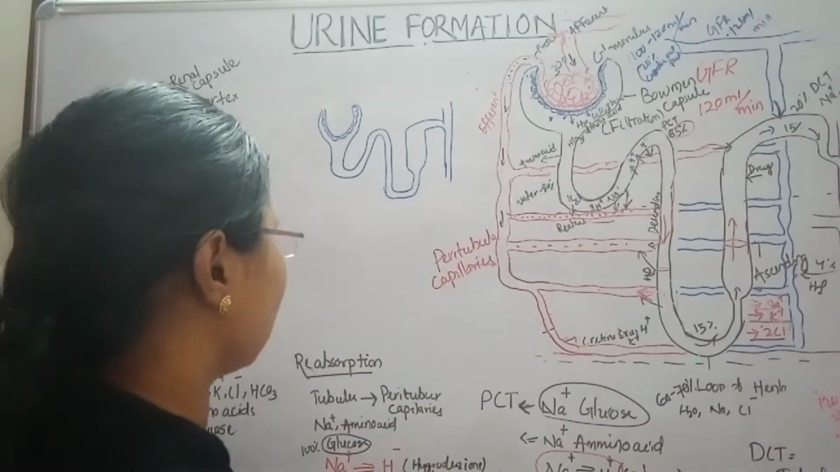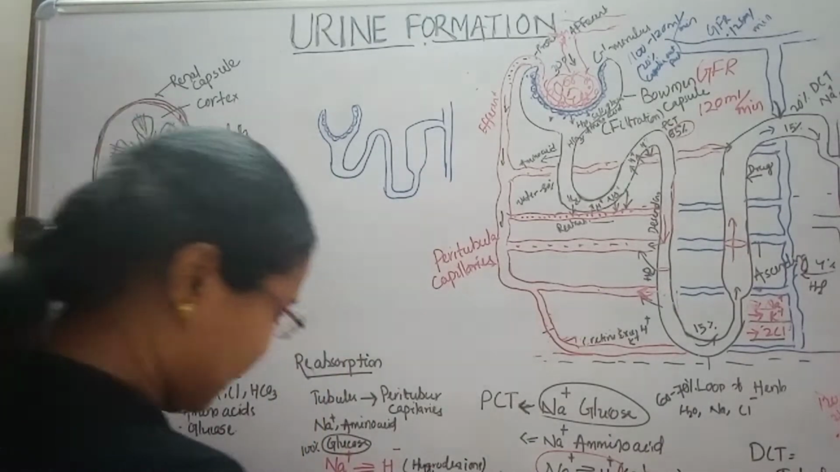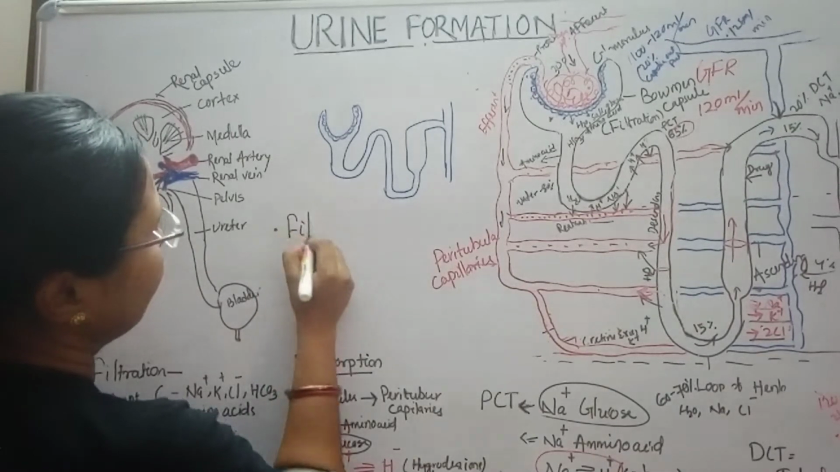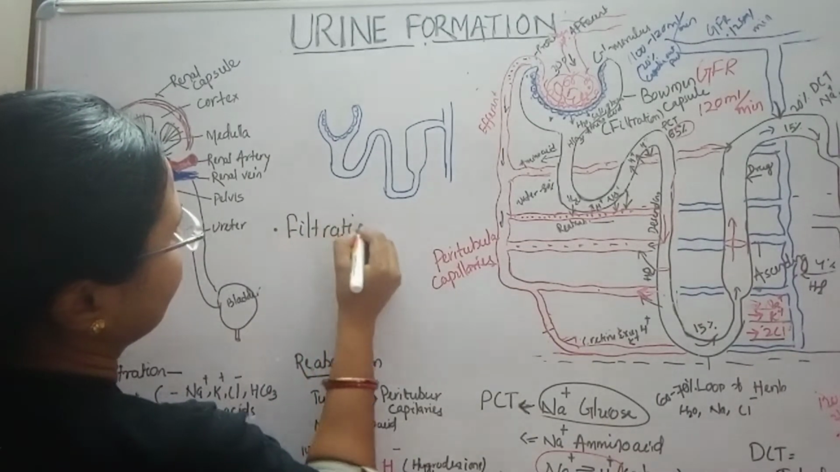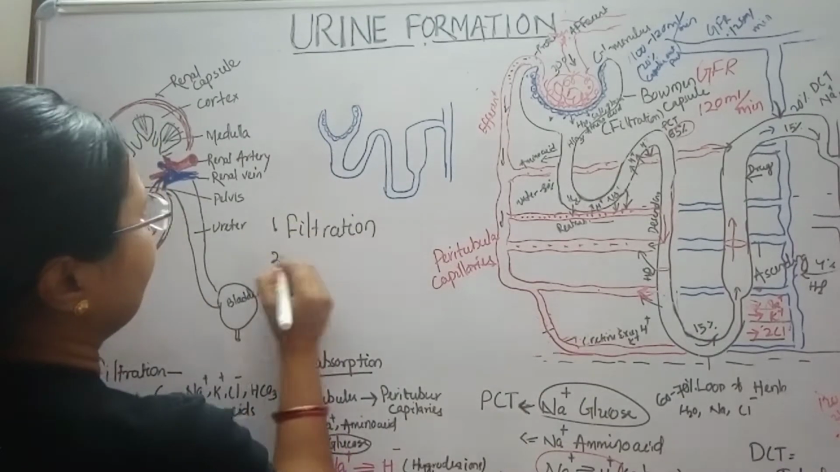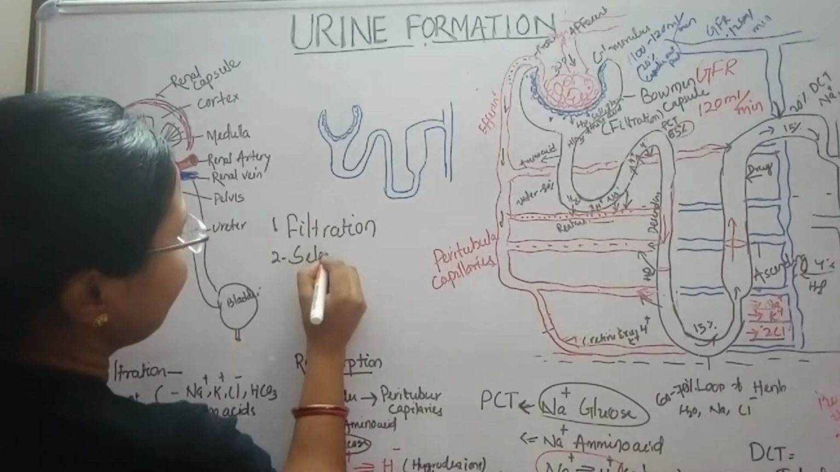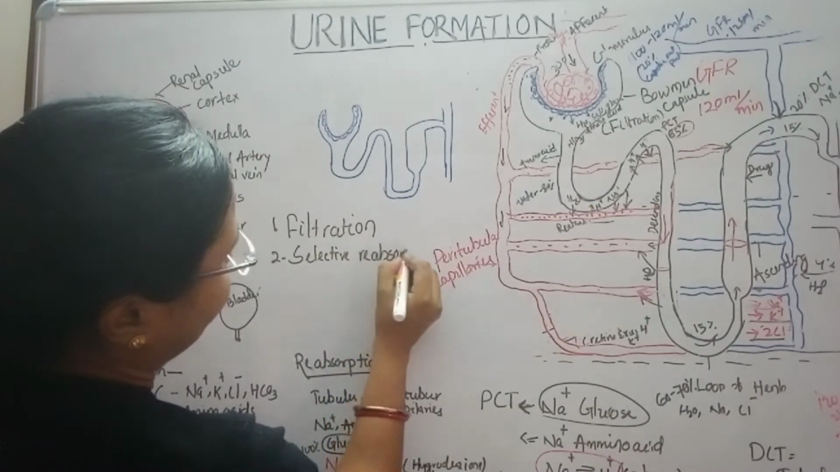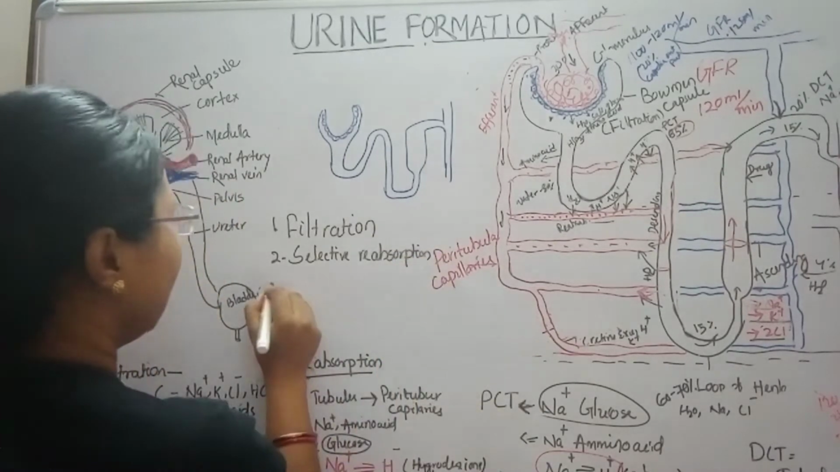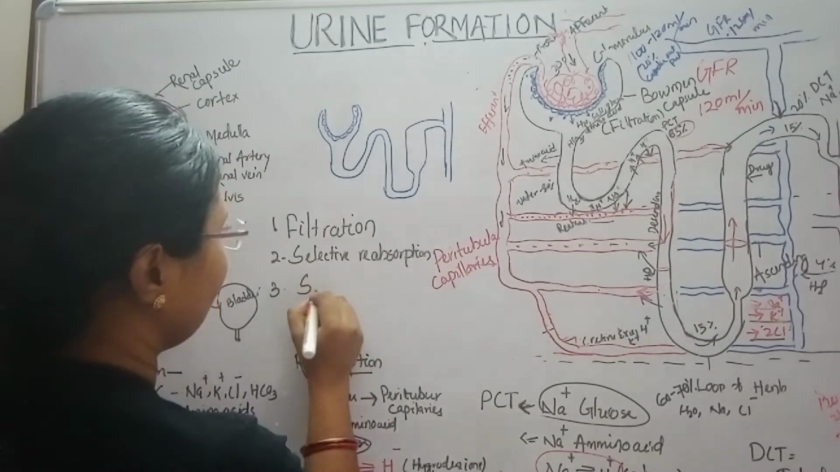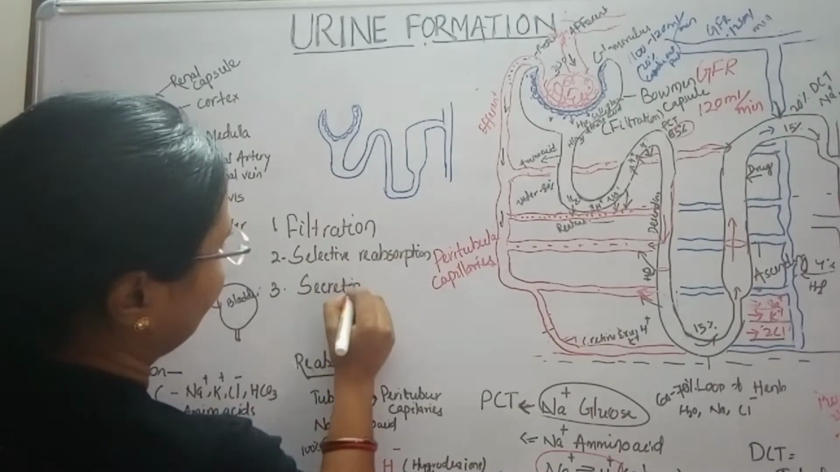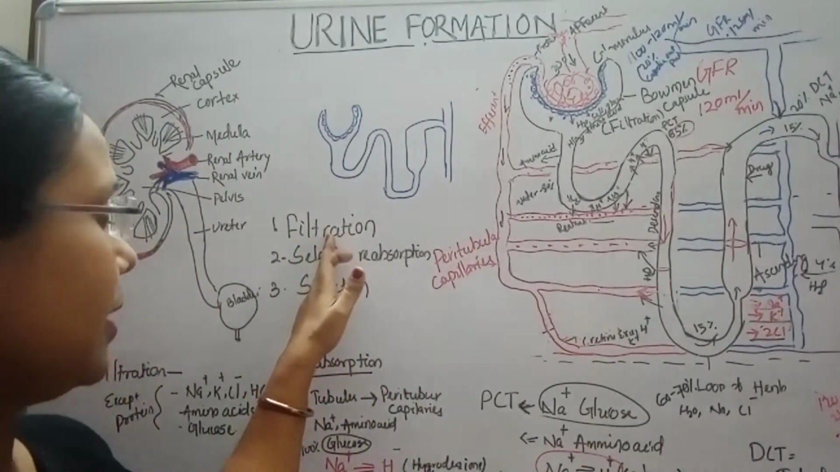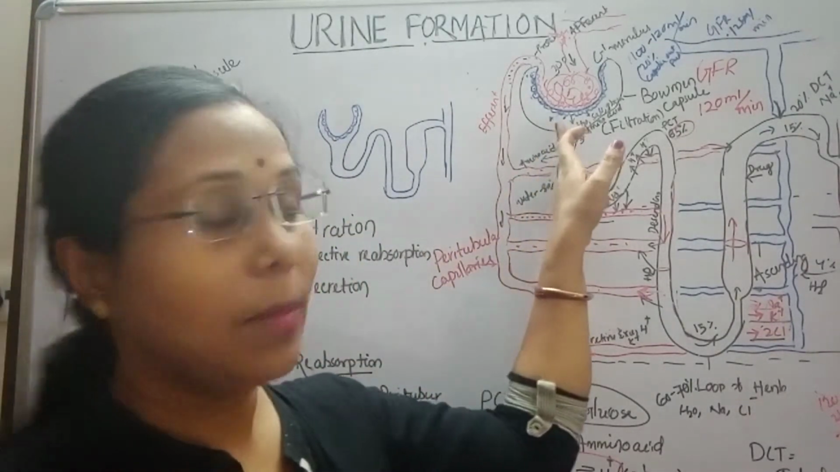There are three main functions. First is filtration. Second is selective reabsorption. And third one is secretion. Let's discuss the first one, that is filtration. This filtration takes place in the Bowman's capsule.